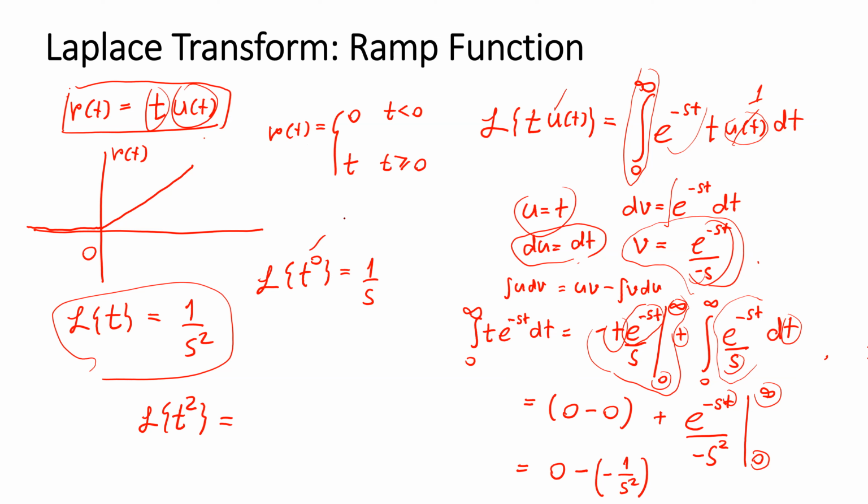For the unit step, the Laplace transform is 1 per s. For the unit ramp, the Laplace transform is 1 per s squared. If we increase the power of the function to be a parabolic function, the Laplace transform is going to be 1 per s to the power 3.